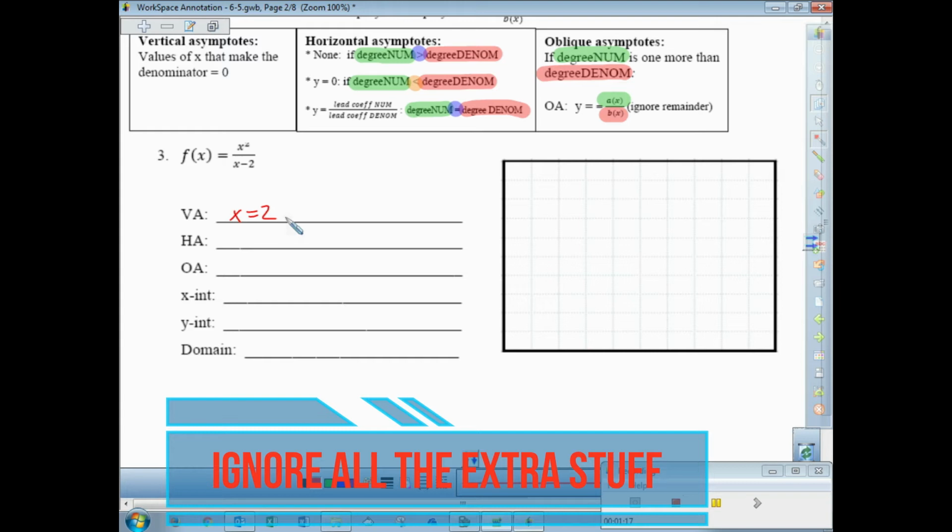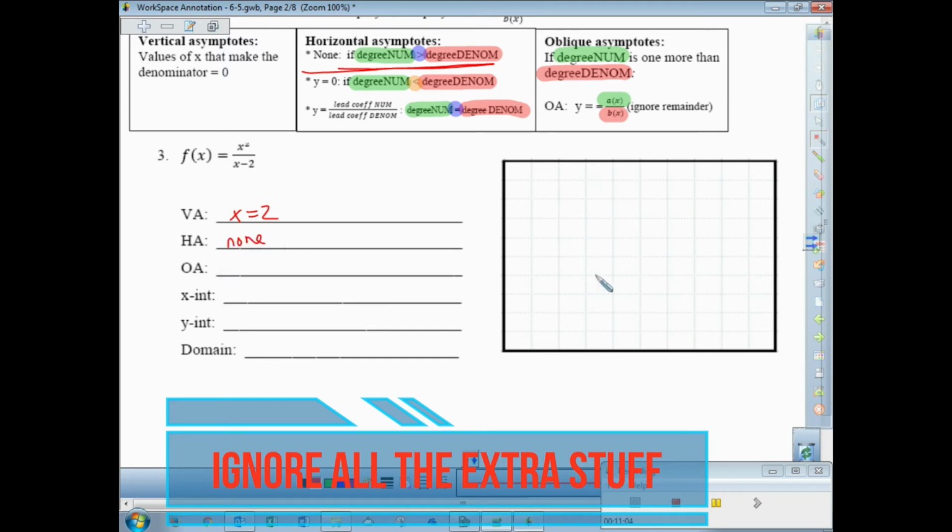What makes the denominator 0? Determine about horizontal asymptotes. Do you have none? Is it at y equals 0? Or do I have to do a little bit of work here? What is the case here? Due to the fact that this degree is 2 and this degree is 1, there should be none, because doesn't that fit into this category right here? So there is none.